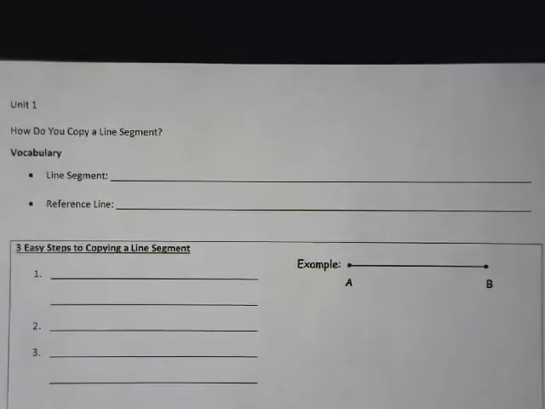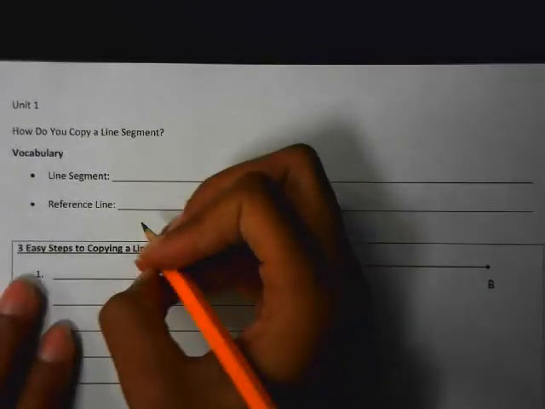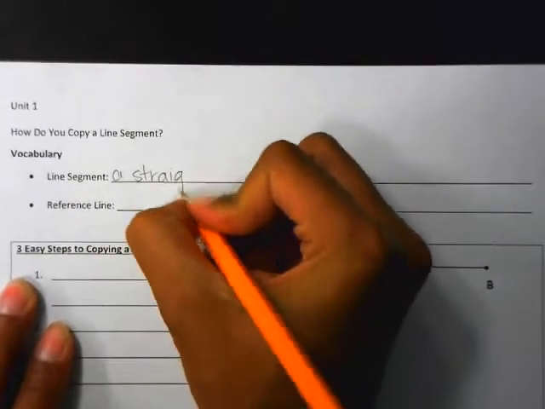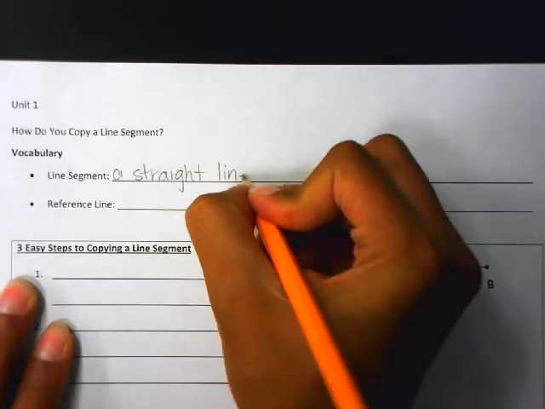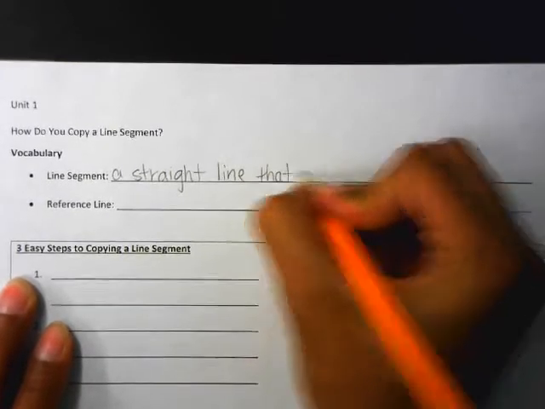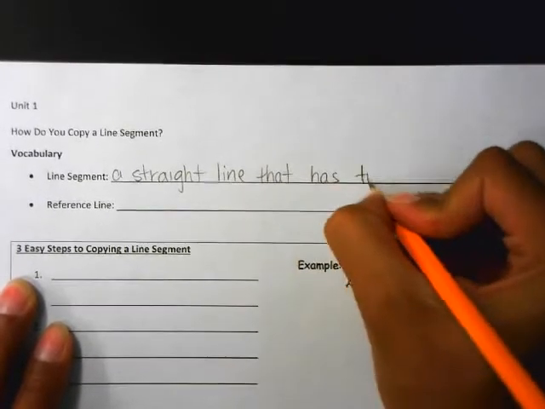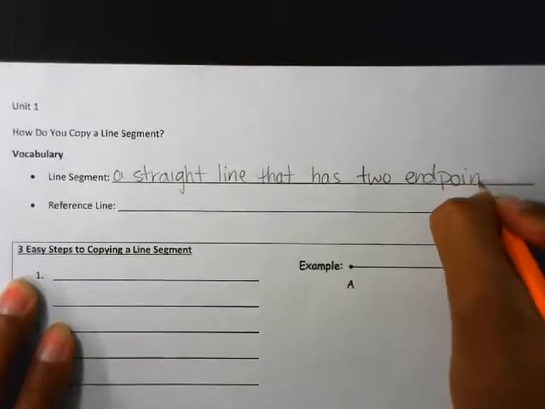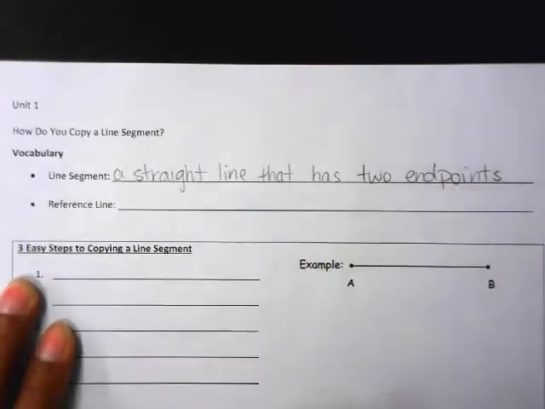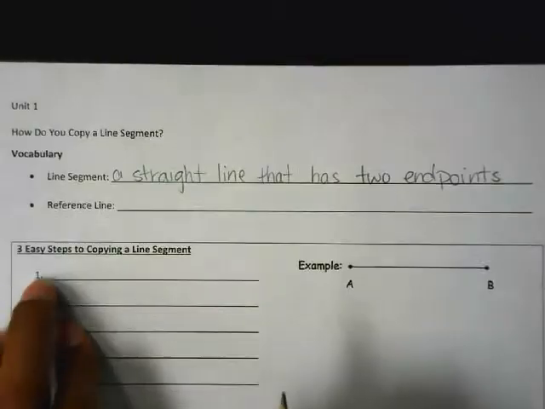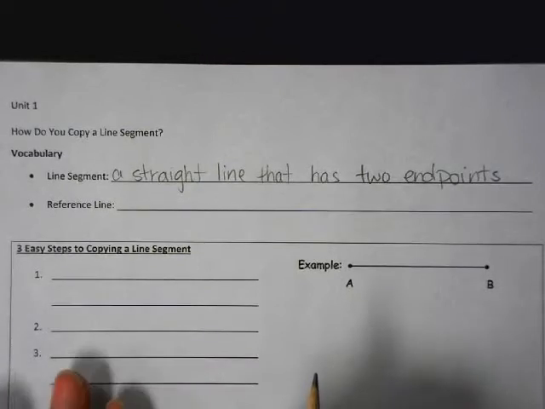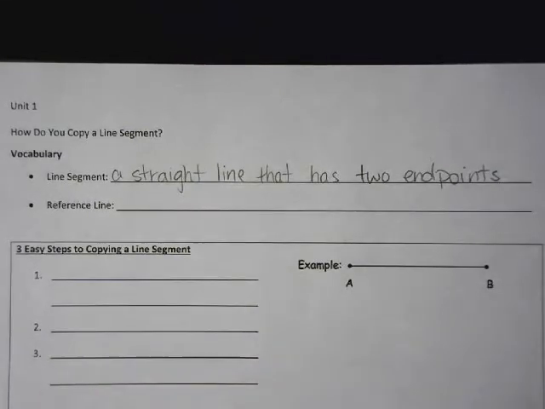A line segment is a straight line that has two endpoints. Awesome, thank you. A line segment is a straight line that has two endpoints. Okay, so what that basically means is that it has a definite length, so we can measure the length of a line segment. The other one is a reference line.